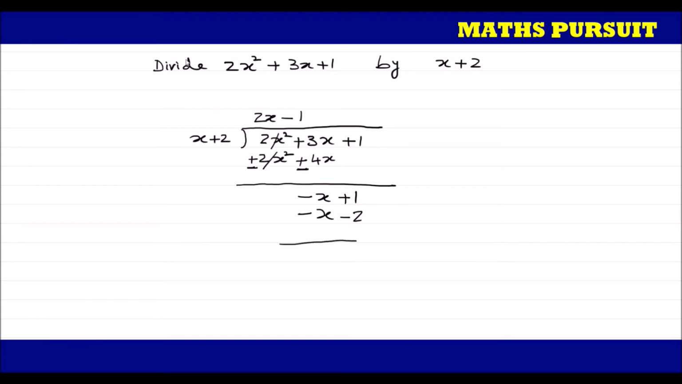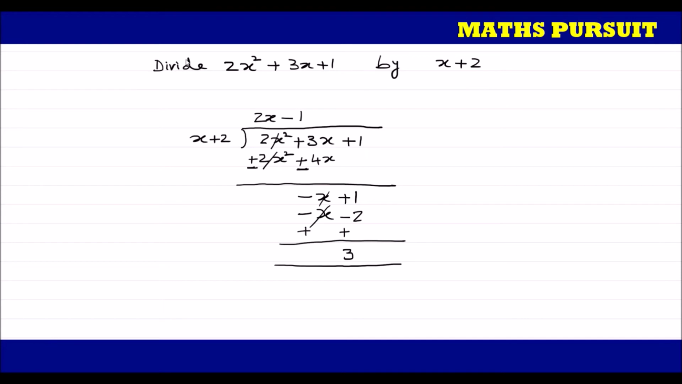Now again, as I told you, we need to reverse the symbols. Here we have a negative symbol, so I am making it positive. Here also negative, I am making it positive. And you could see that now minus x plus x cancels out and we are left with 3. So guys, what did we get? We got the remainder as 3 and our calculation stops here.